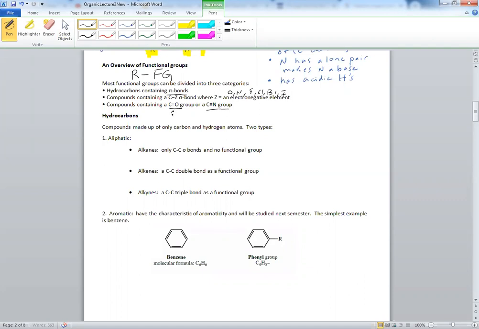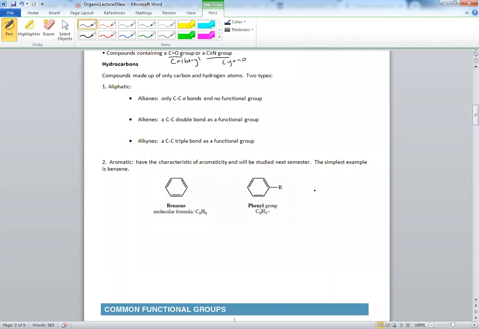This is called a carbonyl. This is called a cyano or nitrile. So we're going to learn just how to identify these next semester. In the next semester, you're going to learn how to use them. Okay, quickly, hydrocarbons.